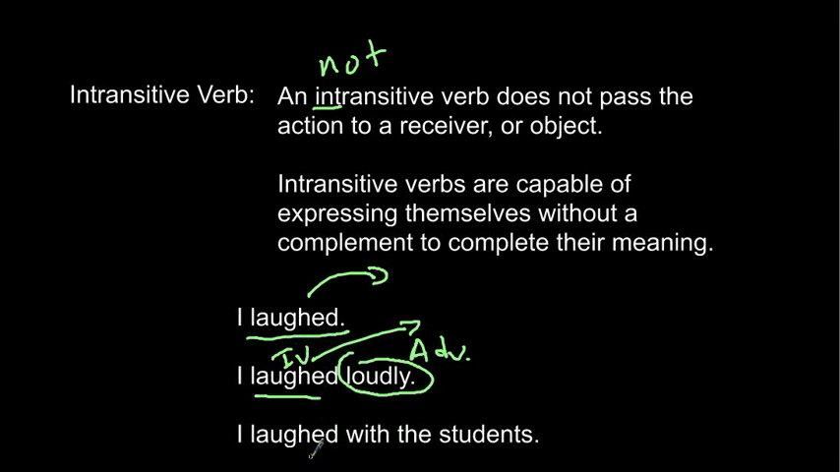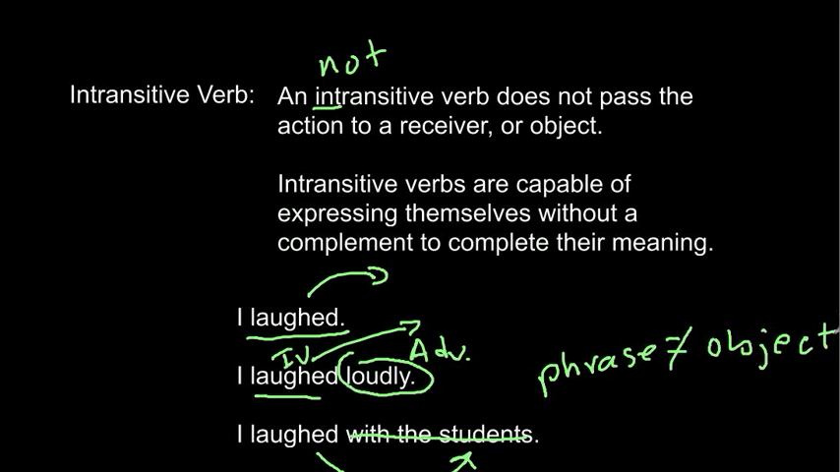I laughed with the students. Now, here is an object, so a lot of people might assume that it's receiving the action. It's not. You can't laugh the students. When you have a phrase, you can cross it out. A phrase cannot equal object, right? It will not be an object.